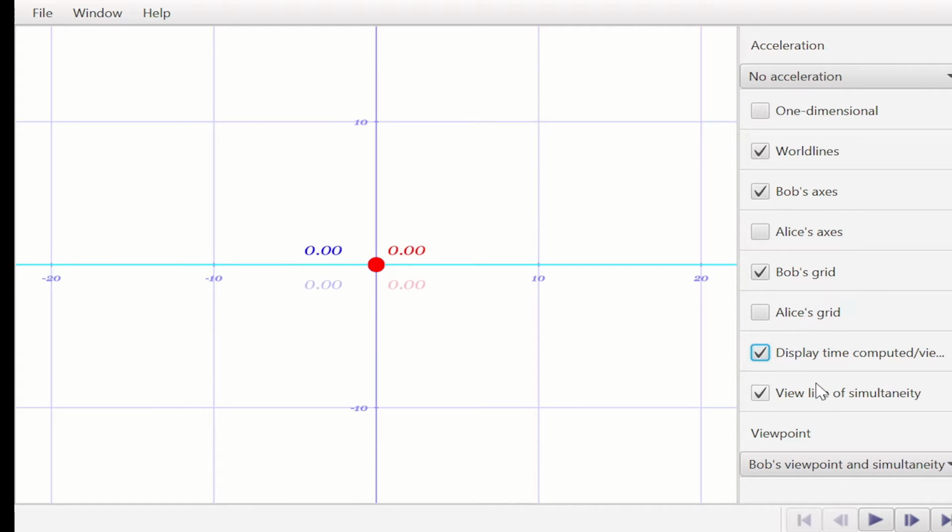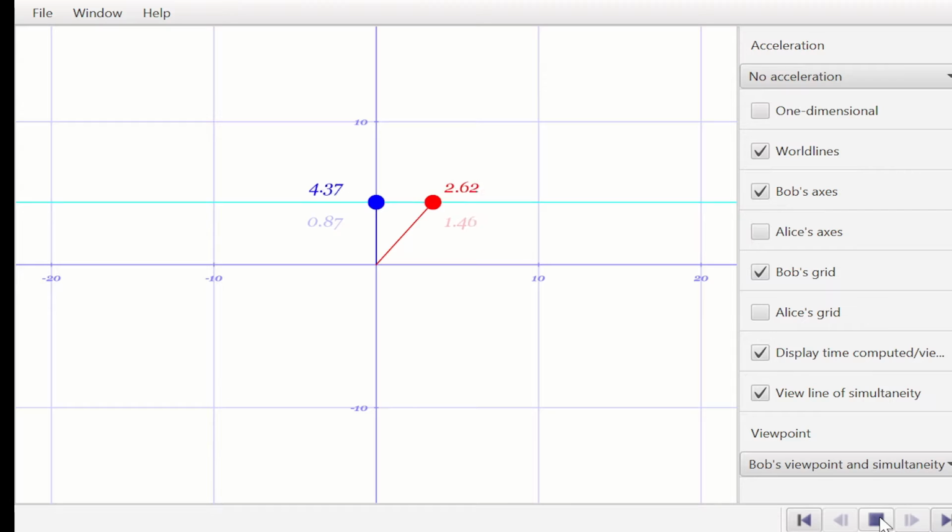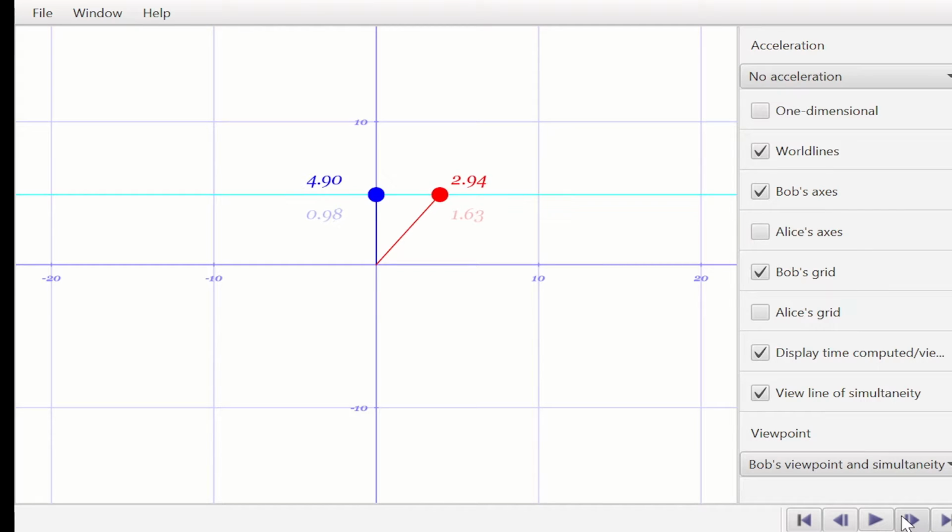And we can run this by displaying the time. So the top time is the times computed, and the bottom time is the time seen, given the fact that light takes a while to travel. So the bottom number is what Bob would see of Alice's time if he had a big telescope and he could see a big clock on her spaceship. And this number is what Alice would see looking back toward Bob. So let's start that off.